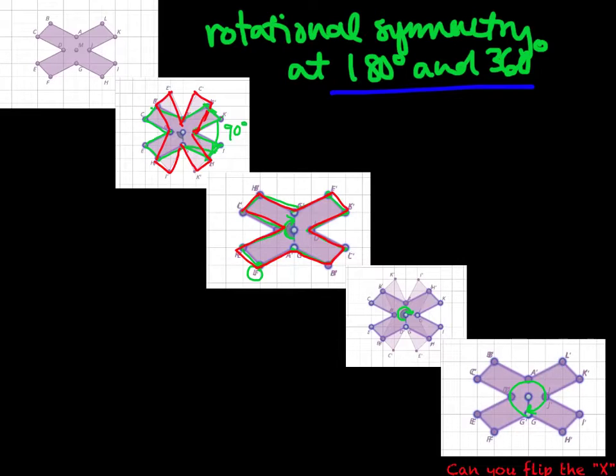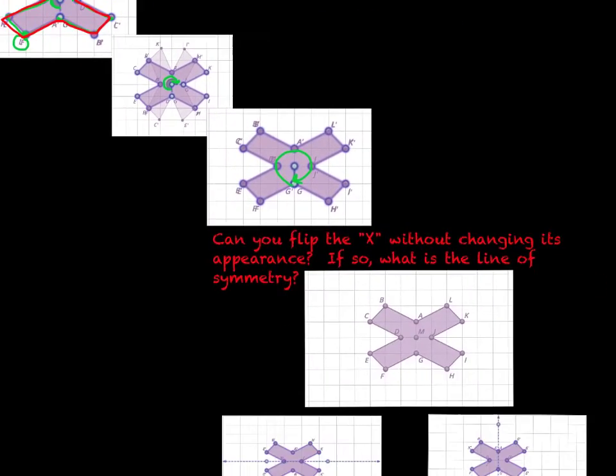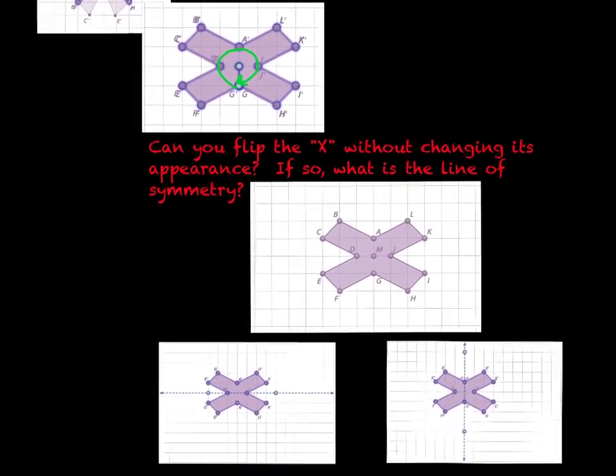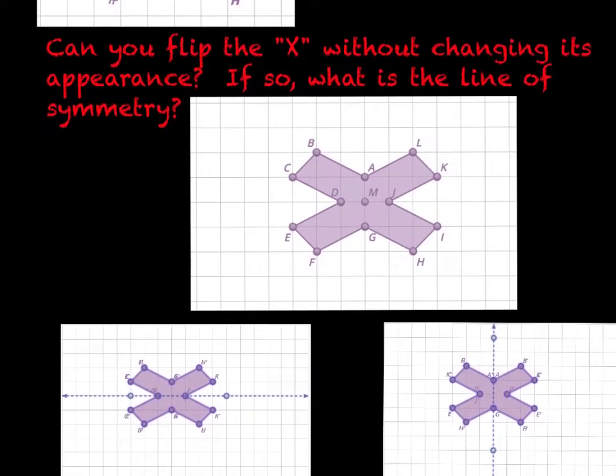However, because we were just talking about line reflections, we can also say that this X probably has some line reflection as well. And looking at that, we need to see if we can flip our X without changing its appearance, and if so, what is its line of symmetry? So here's that original X again. Like outlining it, it's kind of fun.